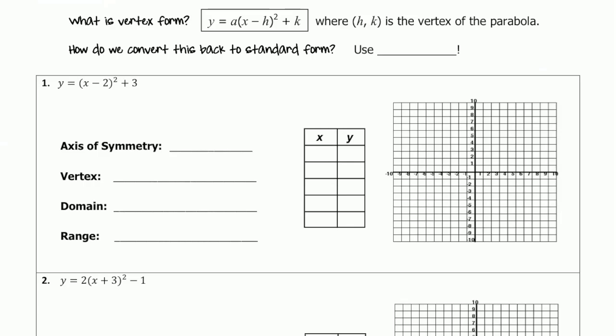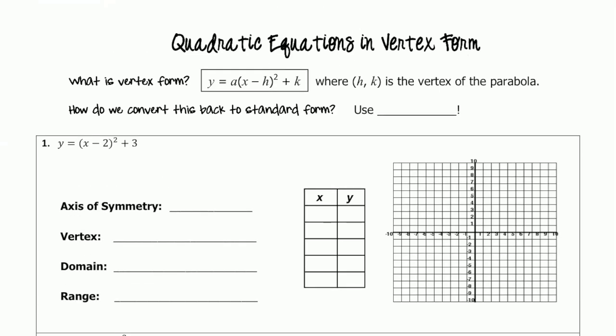Okay, so we are going to now graph quadratics that are given to us in vertex form. And so what is vertex form? It's that form above in that box that says y is equal to a times (x minus h) squared plus k. And this is a new thing, but we can just look at h and k to tell us what the vertex of the parabola is, and then go on from there.